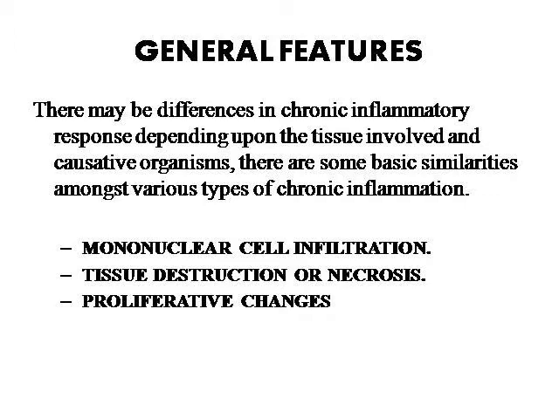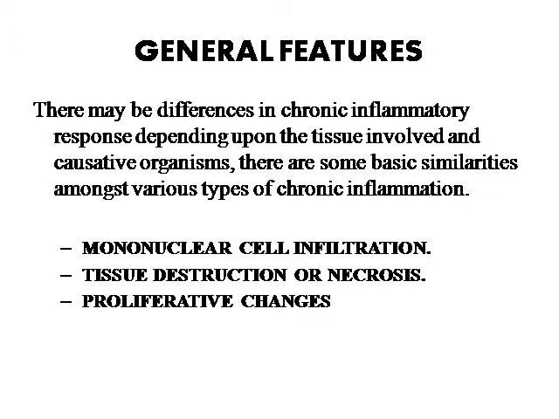Going further to the general features of chronic inflammation. There are differences in chronic inflammatory responses depending upon the tissue involved. Different types of responses depend upon the tissue involved and the causative organism. So two things: one is the tissue and second is the causative organism. They define the occurrence of chronic inflammation. But there are some basic similarities among various types of chronic inflammation, some features which are common to all of them. Those we are going to see here.